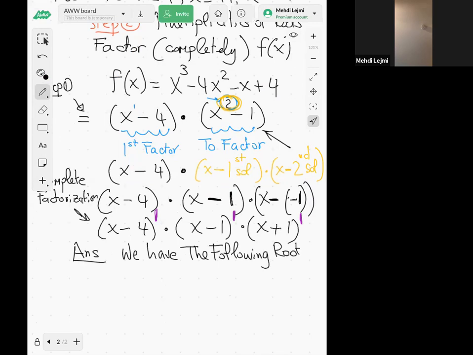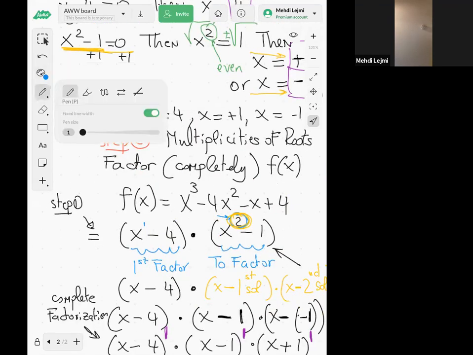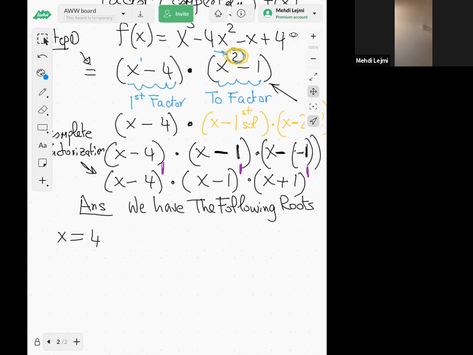So first solution, we said it's 4. So x is equal to 4. Remember, guys, we said the roots are x equal to 4, x equal to 1, and x equal to -1. So the root x equal to 4 is of multiplicity 1.